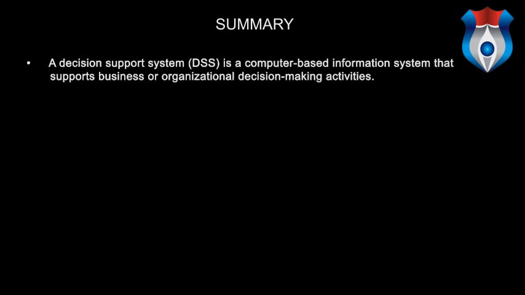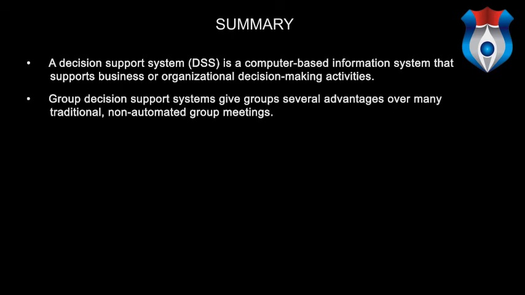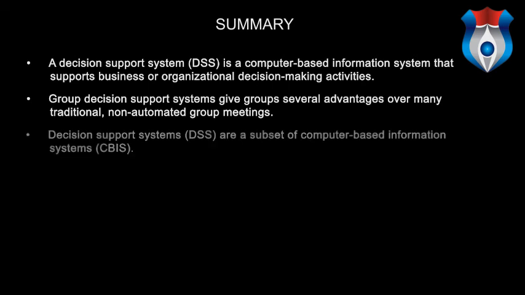Now, in the end, let us summarize what we have learned in this lecture. A decision support system, DSS, is a computer-based information system that supports business or organizational decision-making activities. Group decision support systems give groups several advantages over many traditional, non-automated group meetings. Decision support systems, DSS, are a subset of computer-based information systems, CBIS.